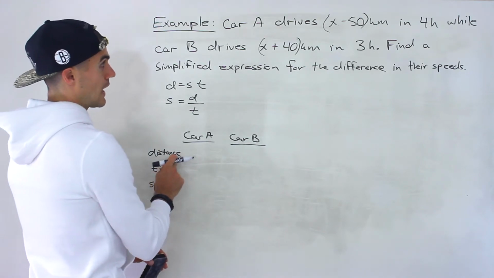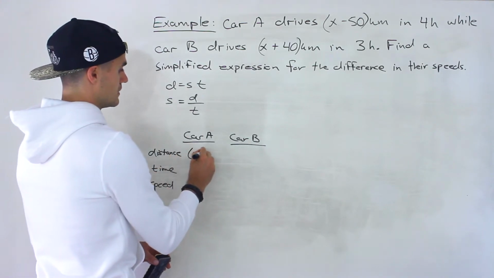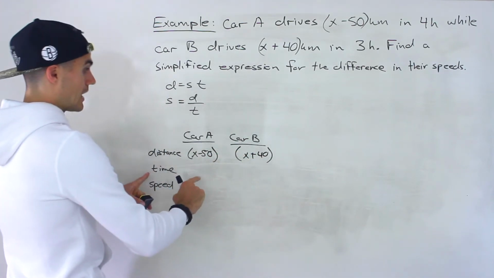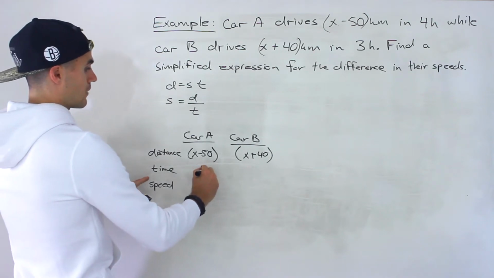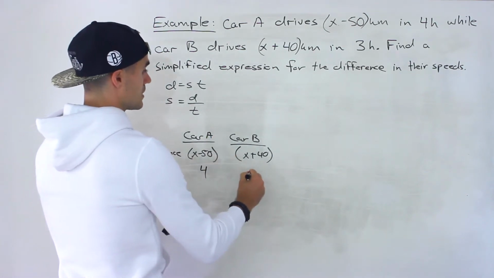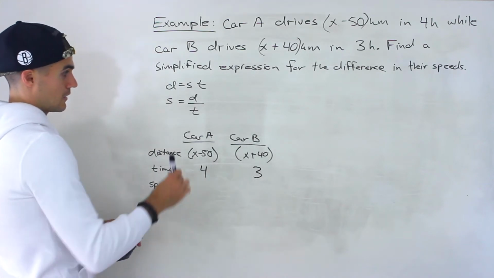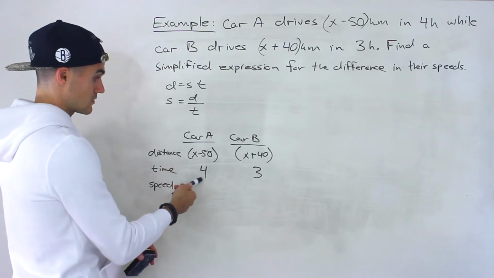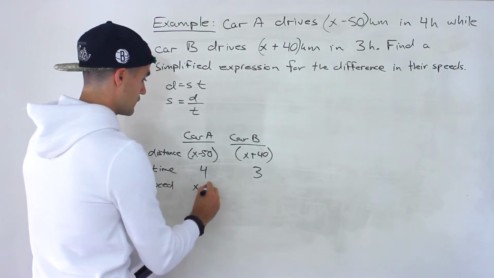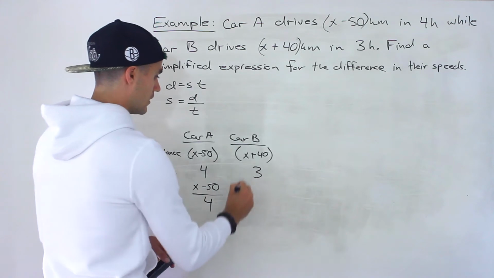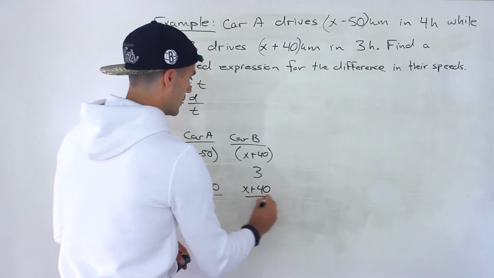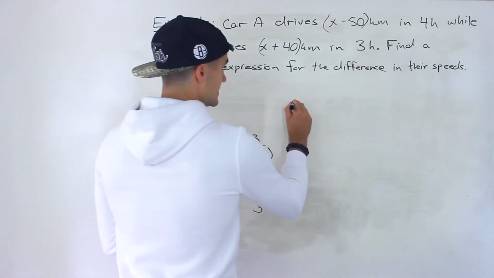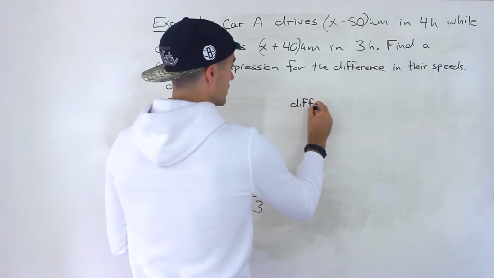So the distance for car A is x minus 50. The distance for car B is x plus 40. The time for car A is 4 hours, and the time for car B is 3 hours. And we know speed is equal to distance over time, so to get an expression for the speed, it's this over that. x minus 50 all over 4, and x plus 40 all over 3. And so what they want is a difference. What's the difference in the speed?